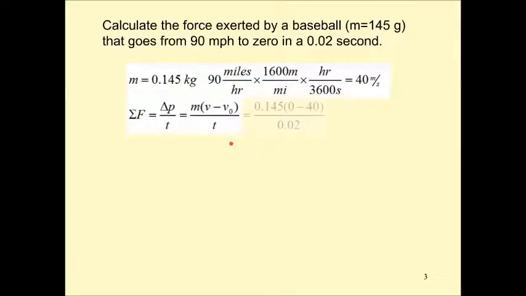So it goes in something like this. 0.145 times 0 minus 40. That's the way it is, because 0 is the final velocity, 40 meters per second is the initial velocity, and then we put the time in. And that comes out to 290 newtons, and that you should know is a pretty large force. You can just imagine a catcher catching a 90 mile an hour ball and the force exerted on that.